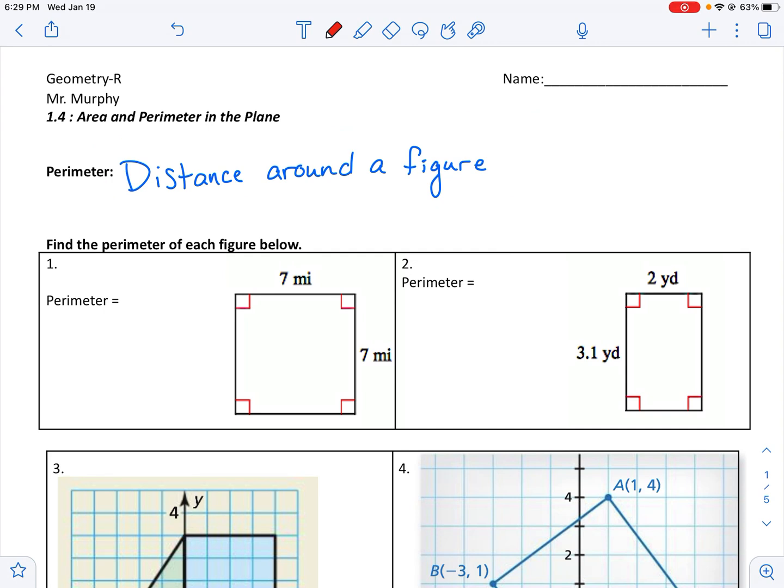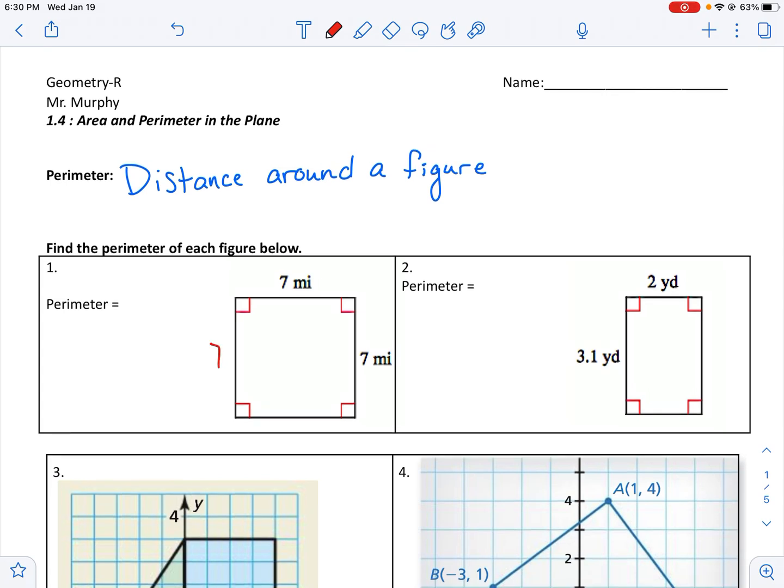If you've ever heard in an action movie or a spy movie, they might say, secure the perimeter of the building. Well, what they're saying is, they want to surround the outside walls of that building. So we're going to find the perimeter by adding up the outside edges of our figures. So to find the perimeter, just add up all the outside numbers.